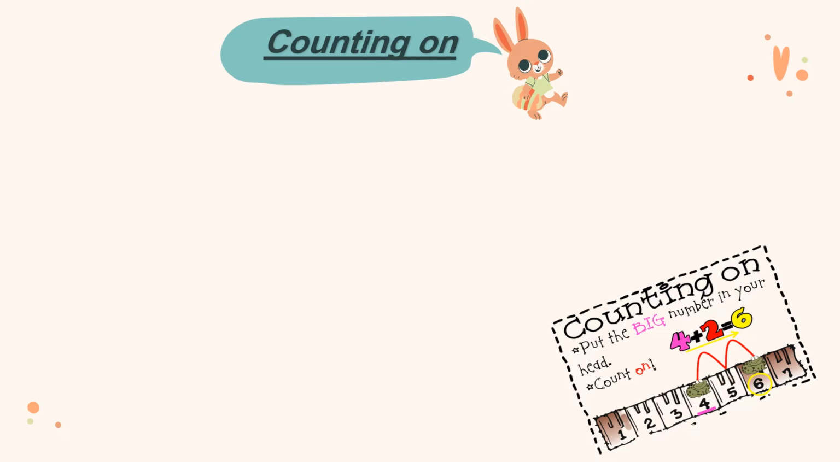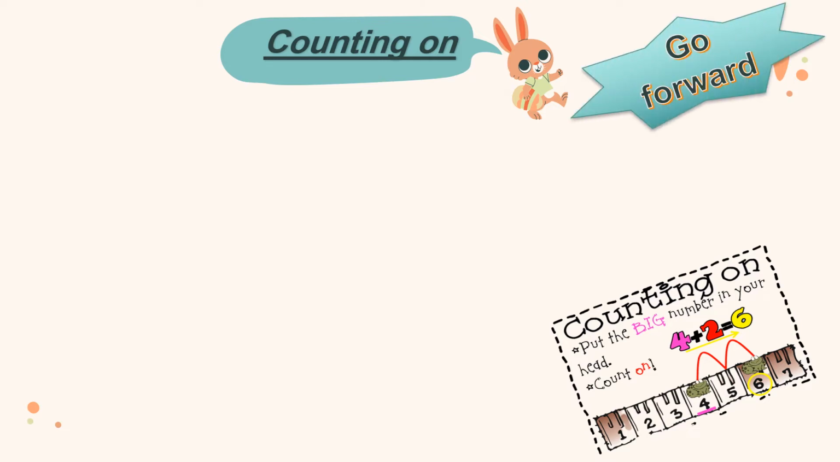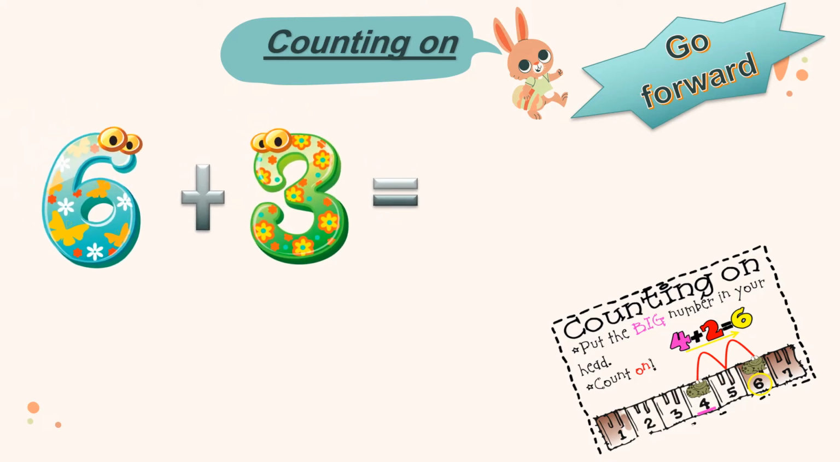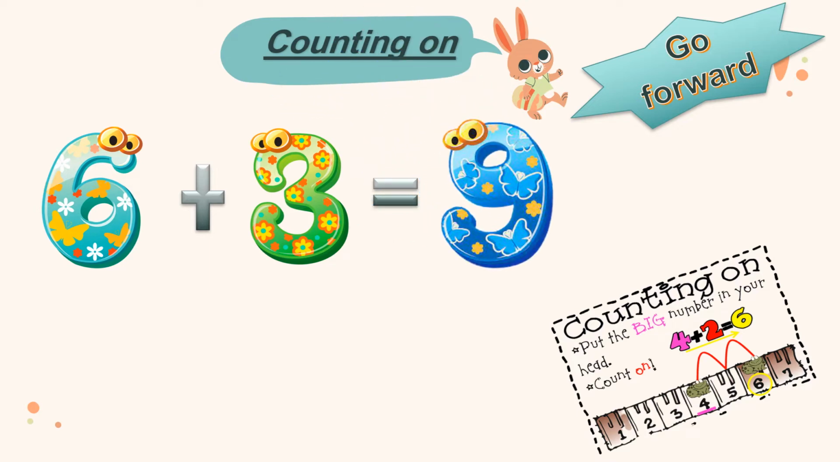Let's move to a new topic, counting on. Counting on means go forward. For example, 6 plus 3. You will stand on 6 and go forward 3 steps. After 6: 7, 8, 9. So 6 plus 3 equals 9.